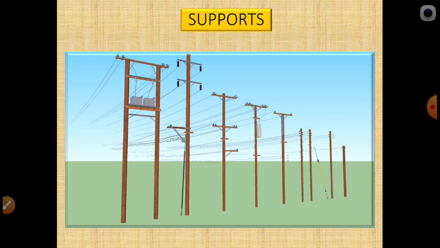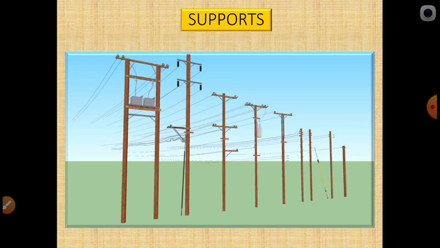As per the Indian Electricity Rules, we have to keep some ground clearance across the road and along the road, and the ground clearance also changes based on the voltage range. That is the thing we have to remember.